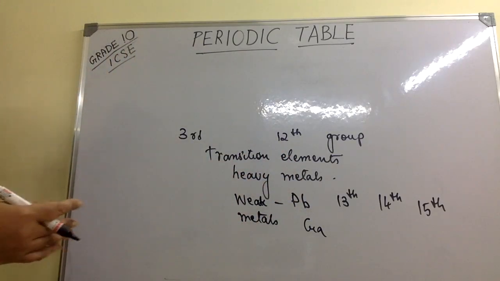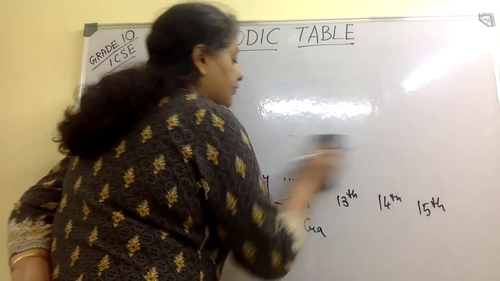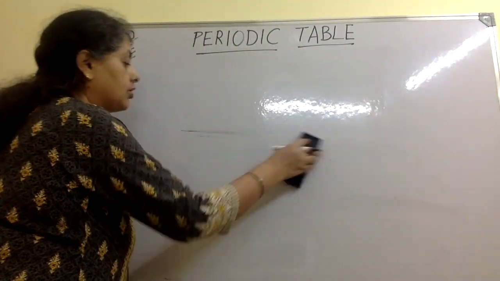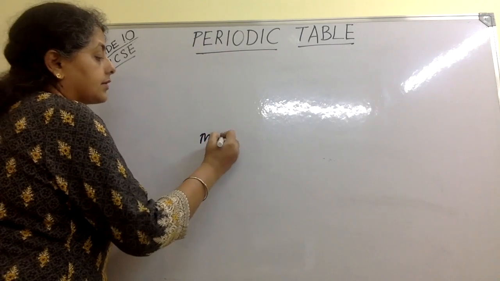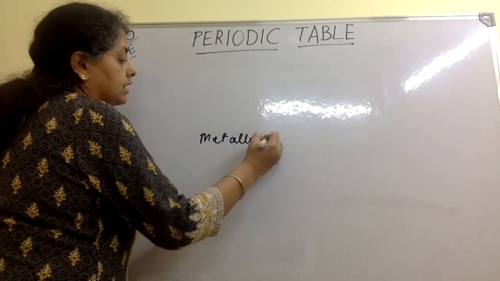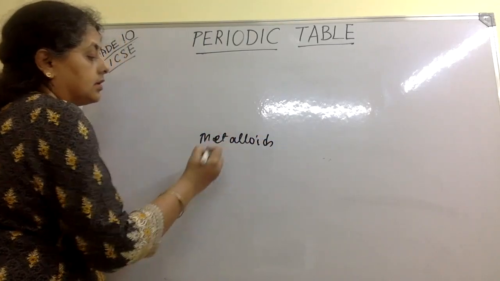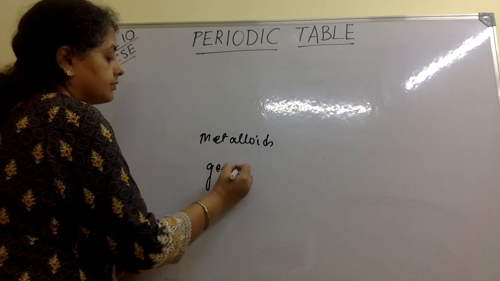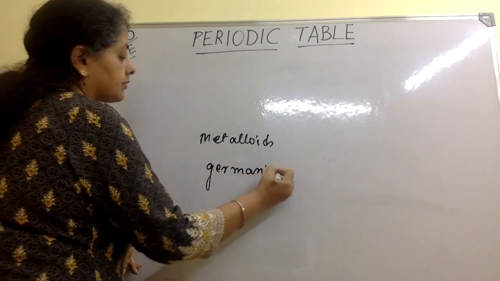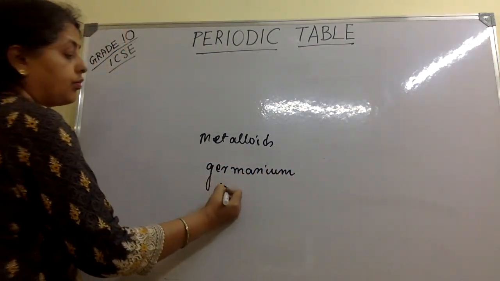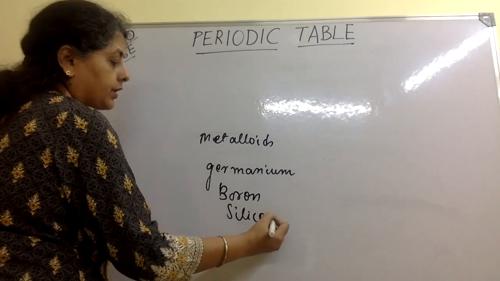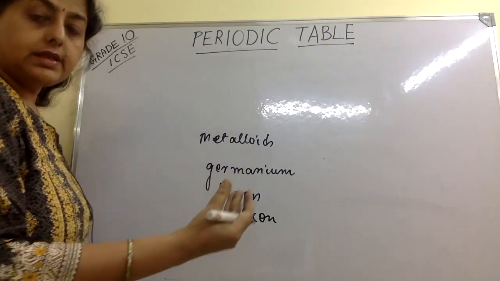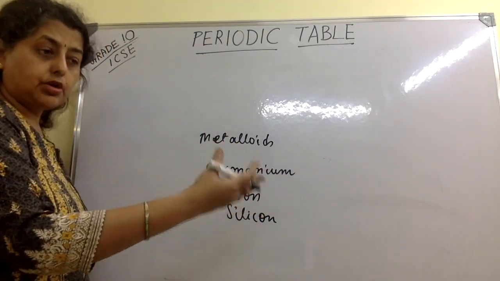The next thing is metalloids. After that we have a few metalloids, which are germanium, boron or silicon. There are more. Then after the metalloids finally come the non-metals.